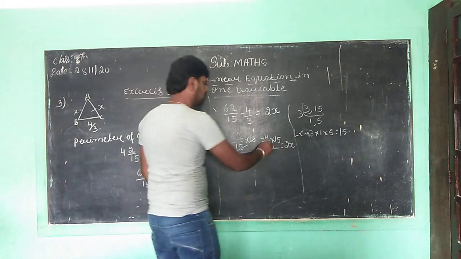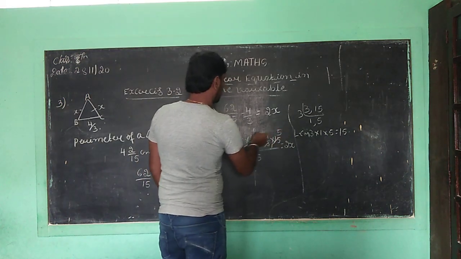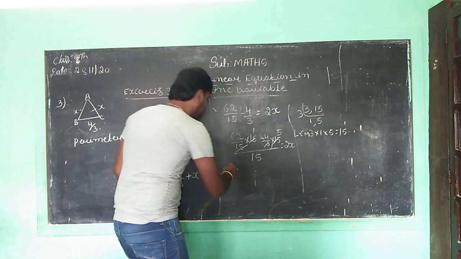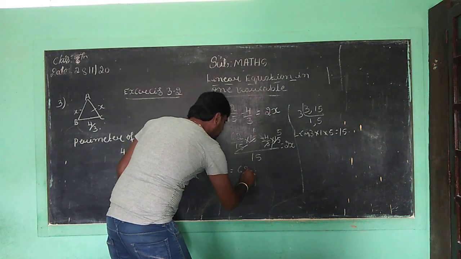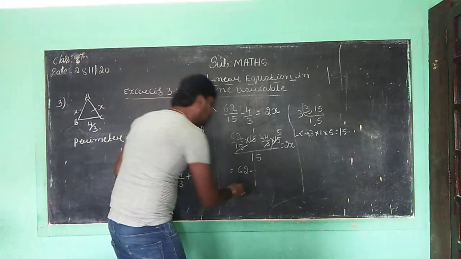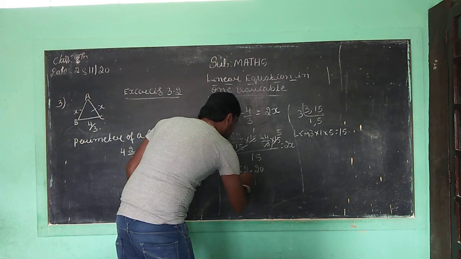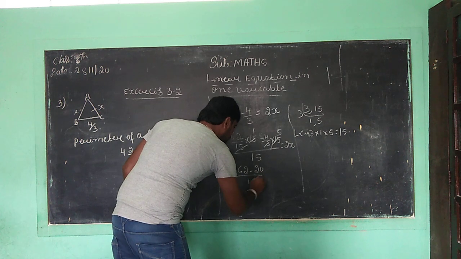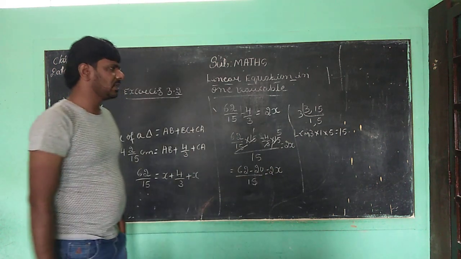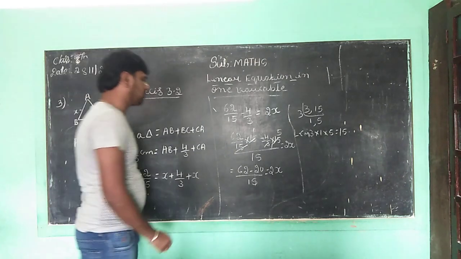Children, now we want to take 3 ones are 3, 3 fives are 15, correct? So you want to multiply 1 into 62 is 62, minus 5 into 4 is 20. Correct, children? 20 divided by 15 is equal to 2x. Children, 62 minus 20 is how much? 62 minus 20 is 42.